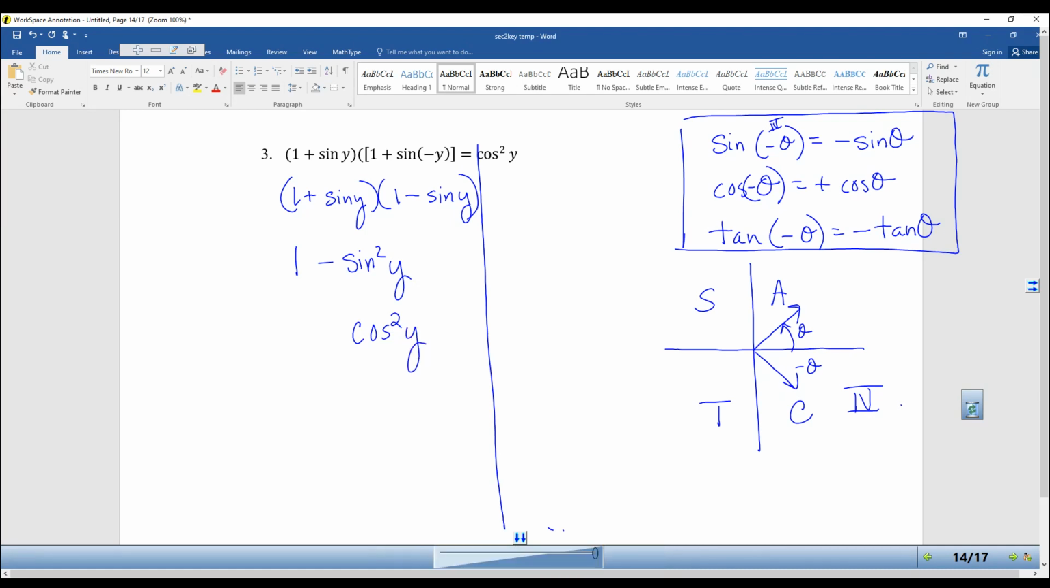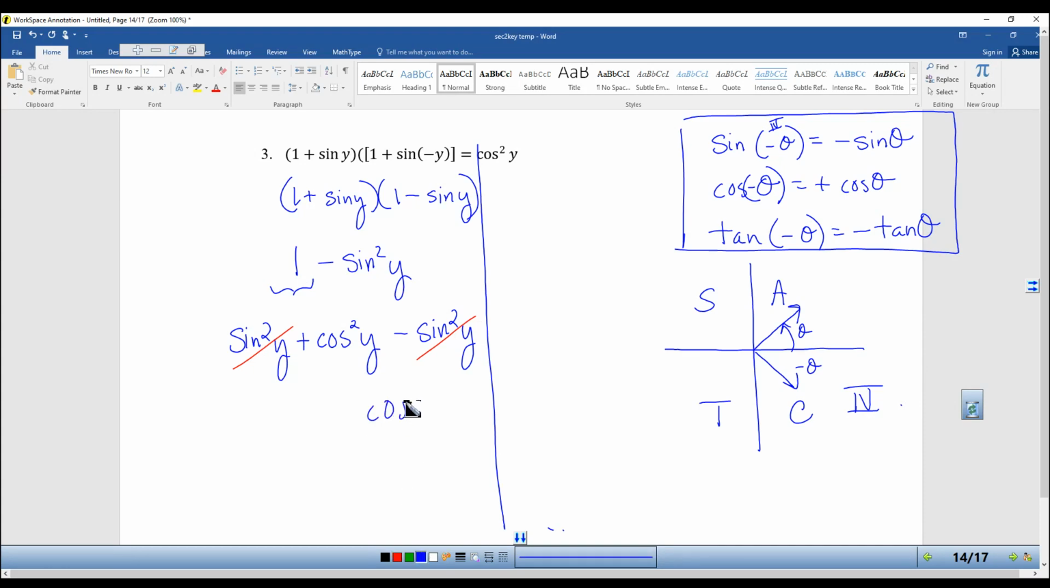Or if you're not really good at recognizing that yet, remember that 1 is sine squared plus cosine squared. You can always make your replacement that way if you feel more comfortable doing it. But you can skip this step with the red crossouts. 1 minus sine squared is cosine squared y. And on the other side, cosine squared y.